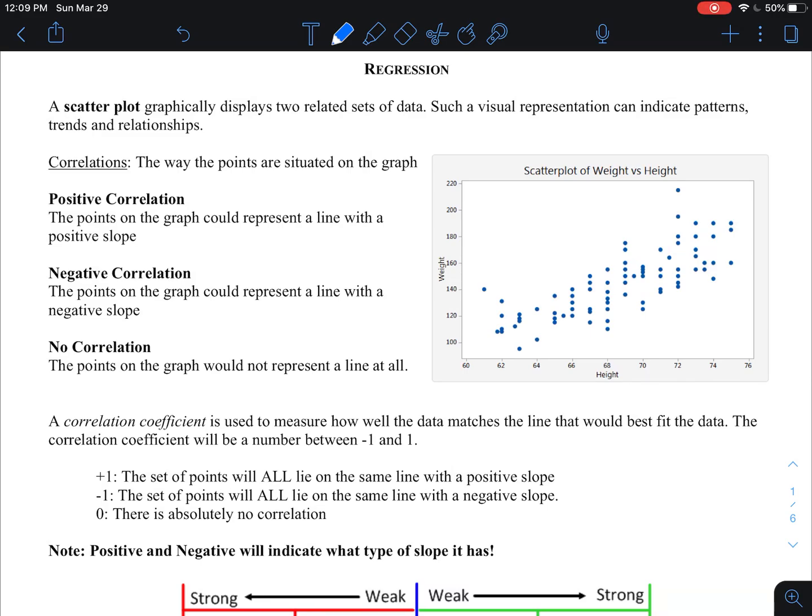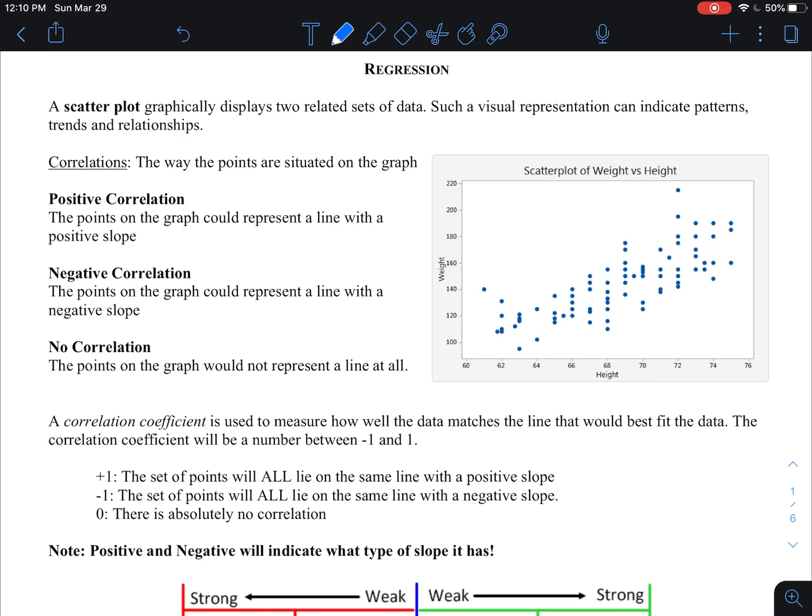Hi everyone. Today we're going to look at the first day of our regression unit. And the way we're going to start looking at regression is by reviewing scatter plots. So if you think back to Algebra 1, we spent some time looking at scatter plots of linear functions.